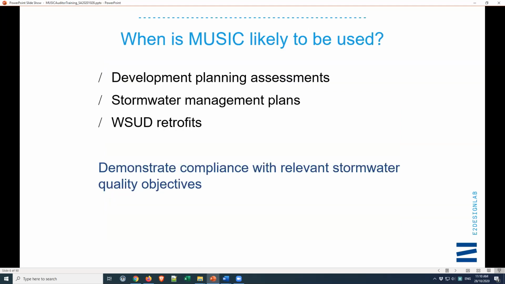So where will you be using it? Mostly development planning assessments, and probably 90 or 95% of the MUSIC models developed will be for development planning purposes. And then you may also have stormwater management plans, and you may have councils developing water sensitive urban design treatment measures, which you're retrofitting into existing urban areas. There's no reason you wouldn't then also do a MUSIC model and then potentially also check that in the auditor to make sure that everything's as expected. Fundamentally, it's all about demonstrating compliance with those objectives.